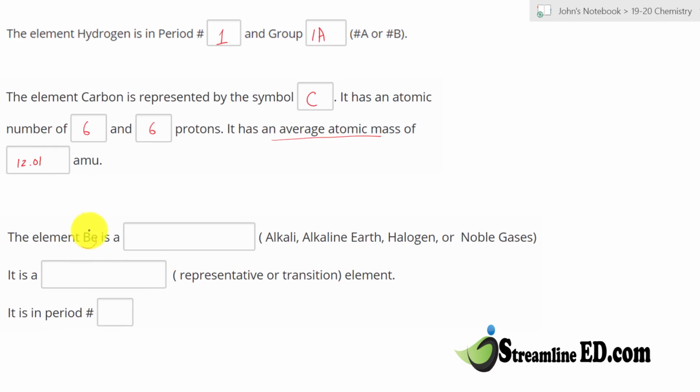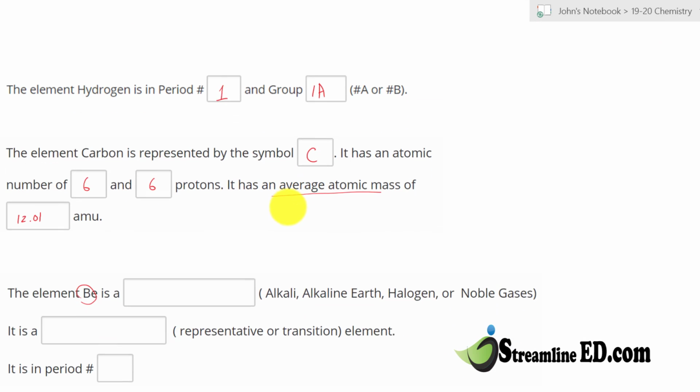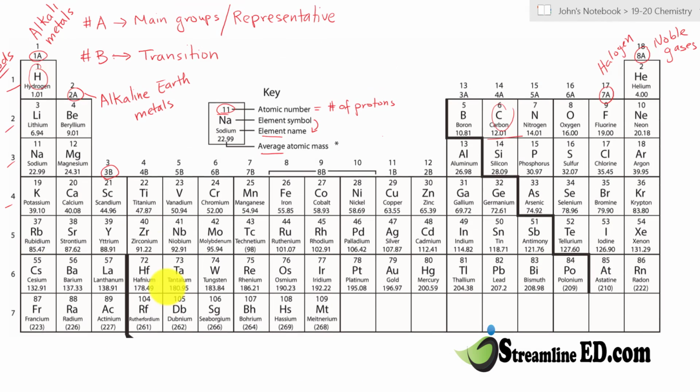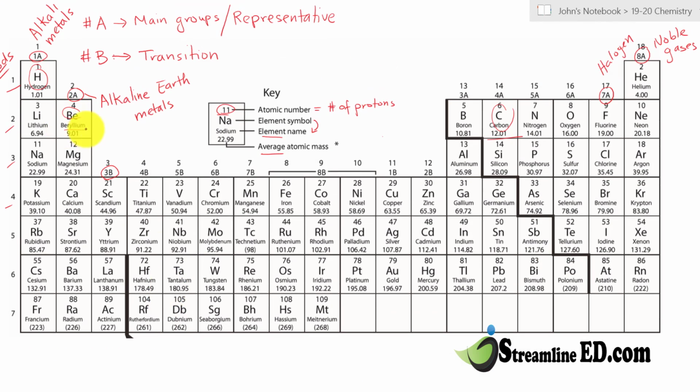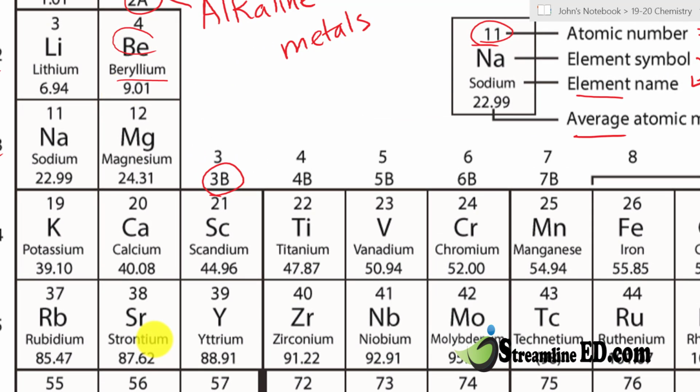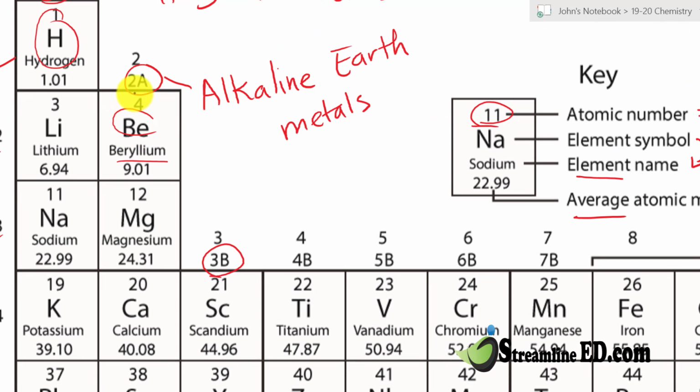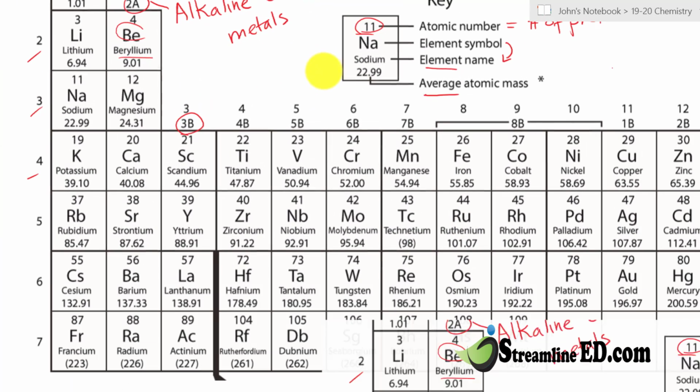Let's look at Be. What does Be stand for? Well, first of all, let's look at Be. Be right here is beryllium. So we look at this, beryllium, okay? And Be is in group 2A, so it's an alkaline earth metal, okay? And it has an atomic number of 4.